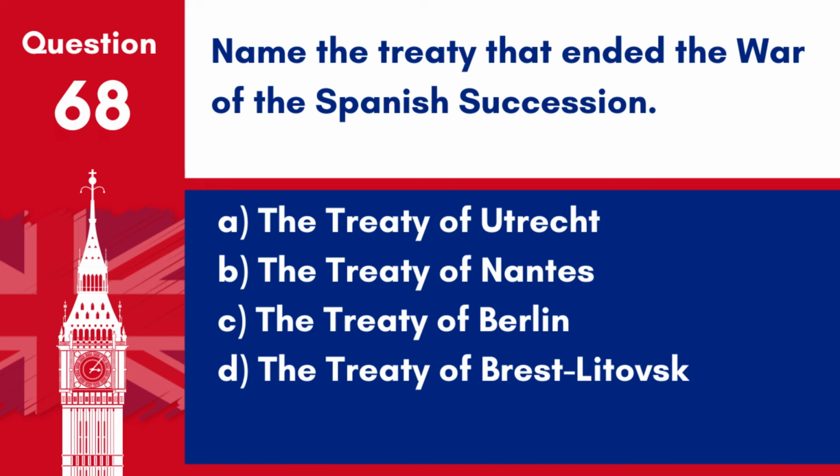Question 68. Name the treaty that ended the War of the Spanish Succession. A. The Treaty of Utrecht. B. The Treaty of Nantes. C. The Treaty of Berlin. D. The Treaty of Brest-Litovsk. Answer: A. The Treaty of Utrecht. The Treaty of Utrecht, signed in 1713, ended the War of the Spanish Succession and redefined European power dynamics.